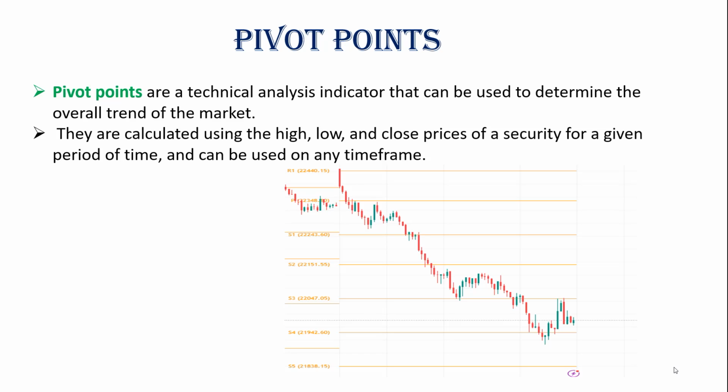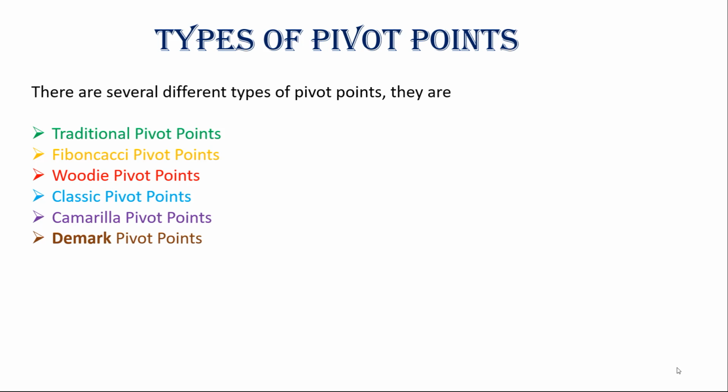Okay. So, in pivot points, there are many different types of pivot points. We can understand that in detail. What are the different types of pivot points? There are several different types: traditional pivot points, Fibonacci pivot points, Woody pivot points, classic pivot points, Camarilla, DeMark pivot points. We will be using these different types of pivot points in our daily trading.